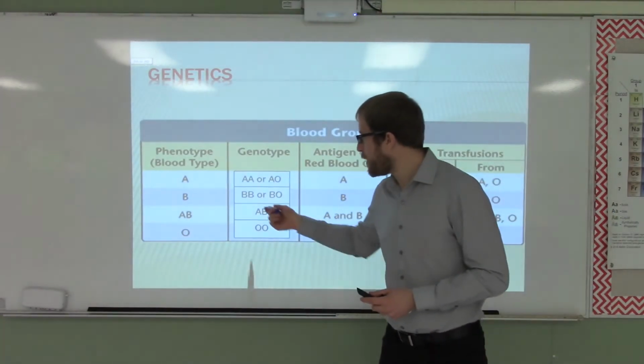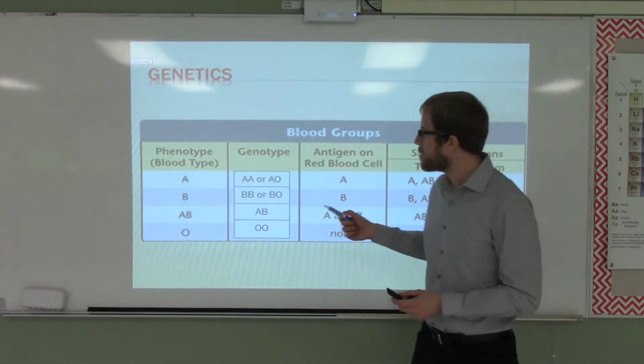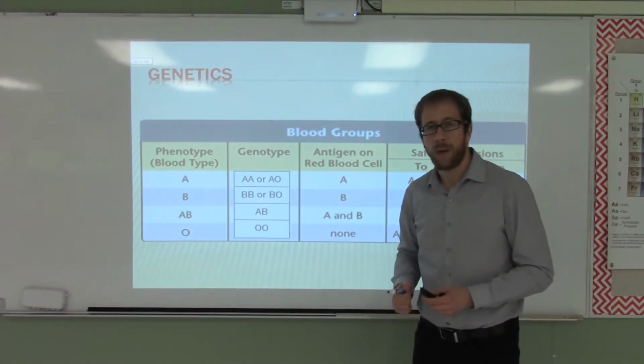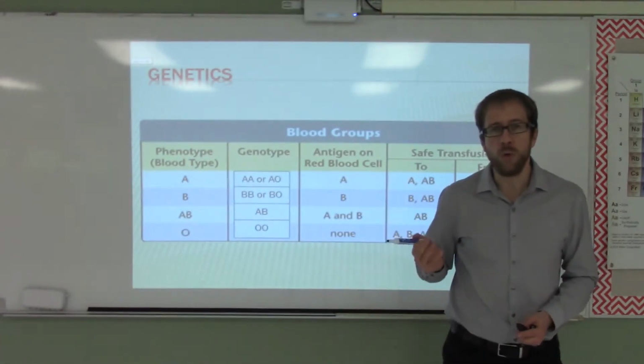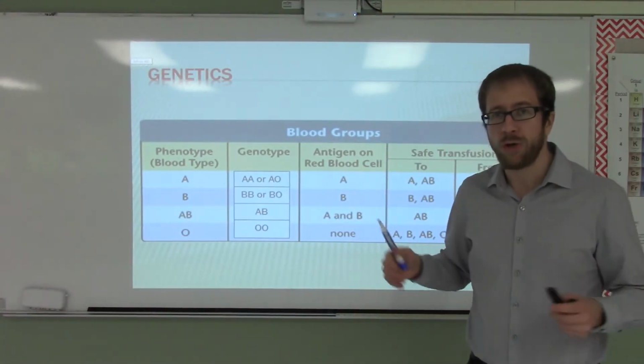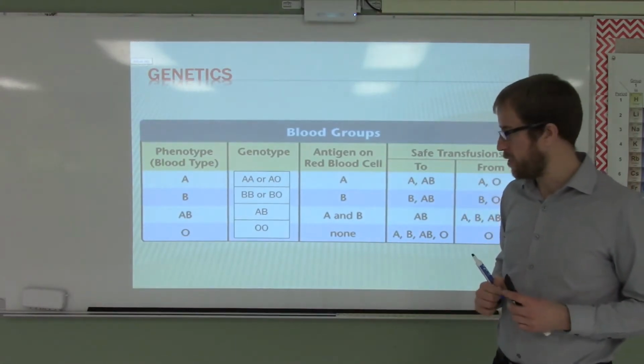When it comes to B, it's going to be 2 copies of B or 1 copy. AB is going to be getting A from one parent, B from the other, and type O is receiving 2 non-functional antigen genes. You don't code then for any antigens.